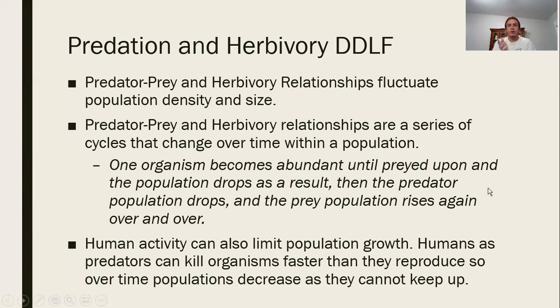And so this says one organism becomes abundant until preyed upon, and the population drops as a result. Then the predator population and the prey population rise again. And the predator population drops and the prey population rises again over and over. It's this cycle of one will rise, the other rise, one drops, up, down, this cycle.